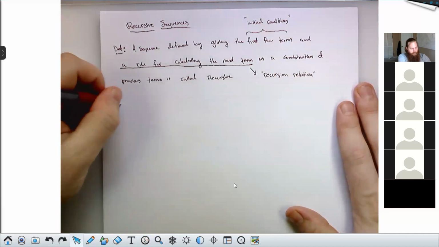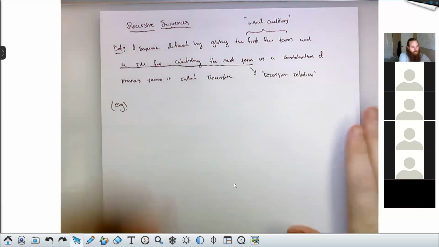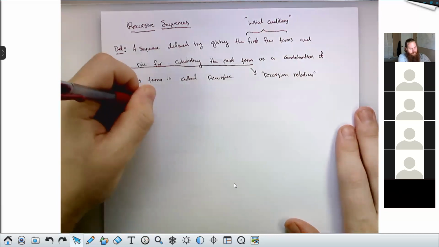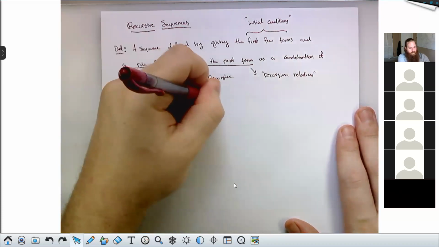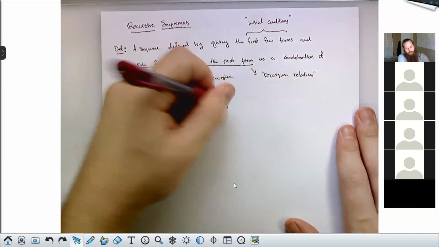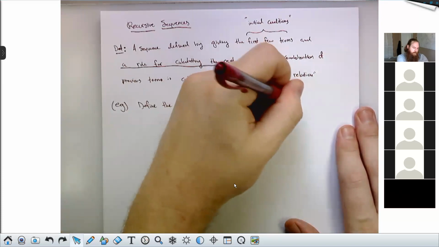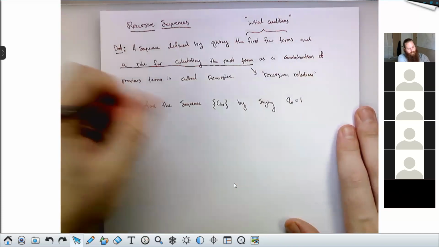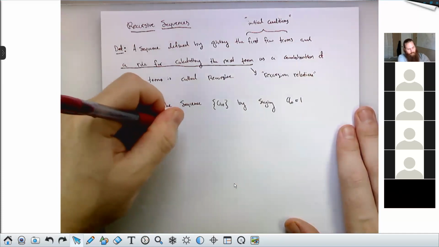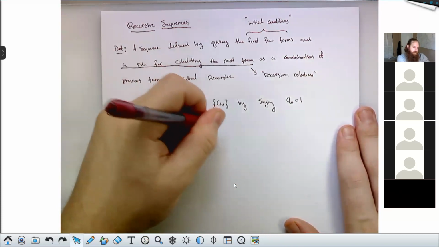There's one really famous example called the Fibonacci sequence, and I'll show you that, but there's an even more important example that I want to show you first. So I'm going to define the sequence an by saying a0 is equal to 1 and a(n+1) is equal to (n+1) times an.